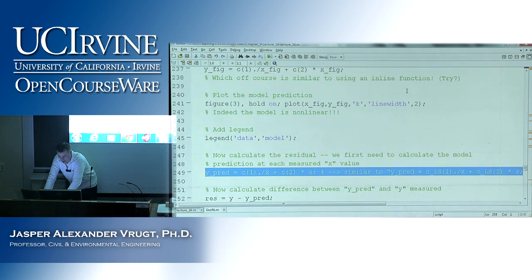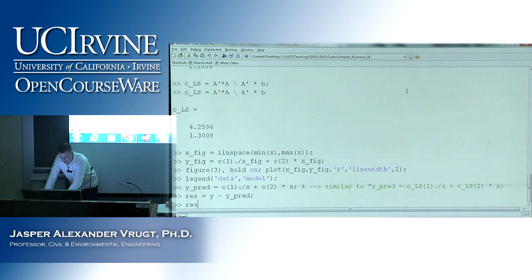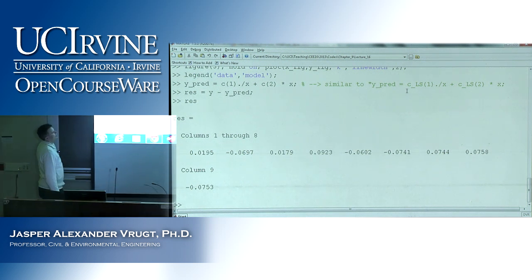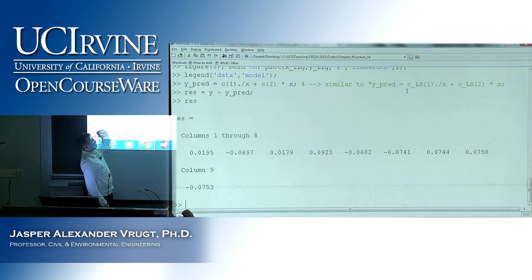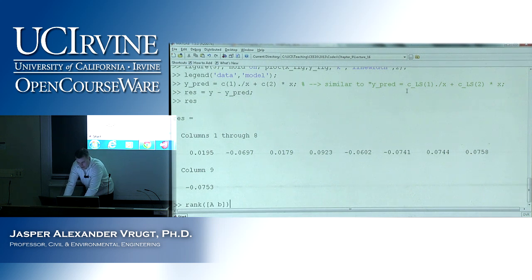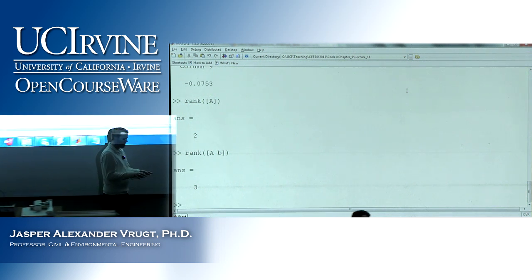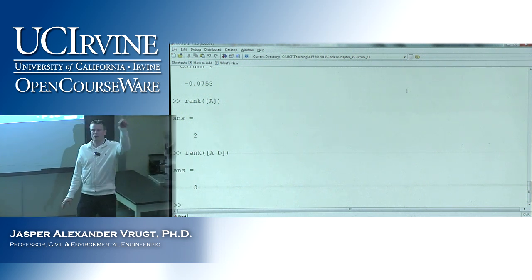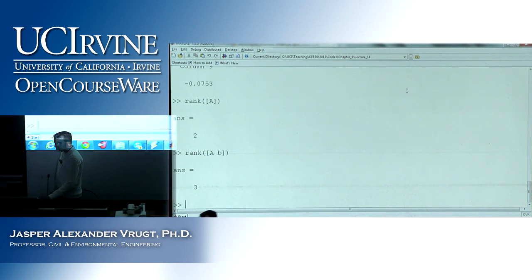Now we can calculate the residual, and this is my residual here. We had nine data pairs, and this is the y residual, model minus data, or data minus model, depending on how you define it, it doesn't really matter. Just to show you, we can again do rank A and rank AB, and you see again this reveals that this is inconsistent, because B is linearly independent of A. And that's why it doesn't perfectly go through the data. So we do have a residual.